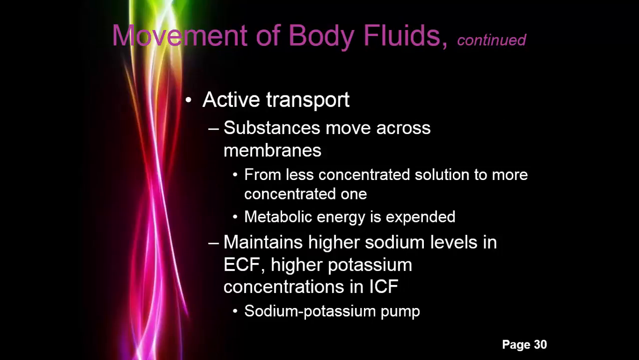All right, looking at active transport. Substances move across membranes from a less concentrated solution to a more concentrated solution. Metabolic energy used is what differs this from osmosis and diffusion. In active transport, a substance combines with a carrier on the outside surface of the cell membrane, and together they move inside the cell where they separate. Each substance requires a specific carrier.